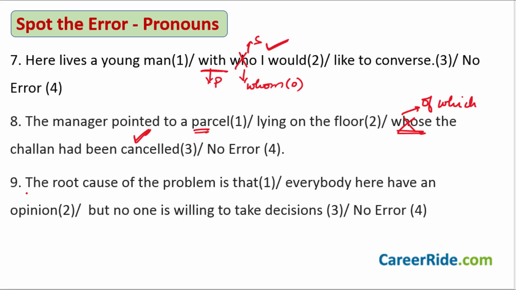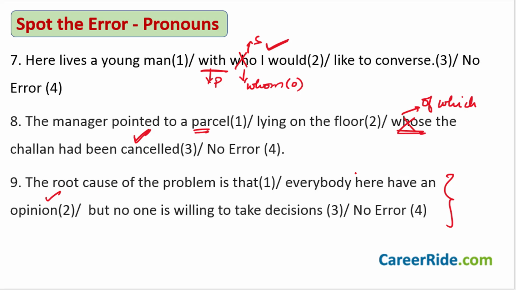Sentence number 9. The root cause of the problem is that everybody here have an opinion, but no one is willing to take decisions. Now see, this is again a little lengthy sentence, and these are the type of sentences that actually scare you in the exams. But as I've always told you, pay attention to the concepts, and they will apply even to the lengthy sentences also. The root cause of the problem is that, no mistake here, everybody here have. The mistake is actually here in the second part of the sentence.